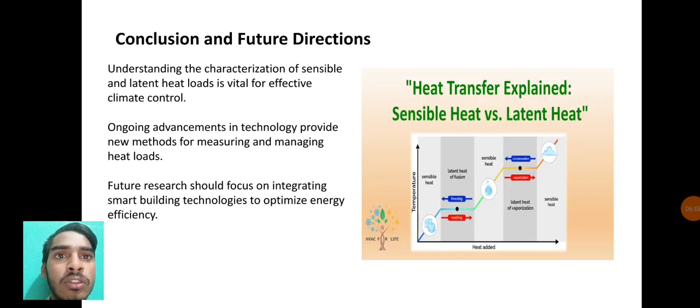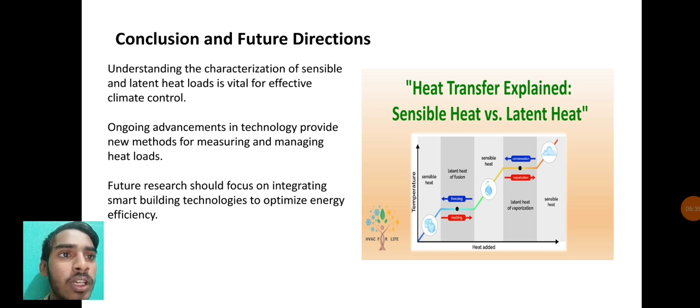Conclusion and future directions. Understanding the characterization of sensible and latent heat is vital for effective climate control. Advancements in technology provide new methods for measuring and managing heat loads. Future researchers should focus on integrating smart building technologies to optimize energy efficiency.